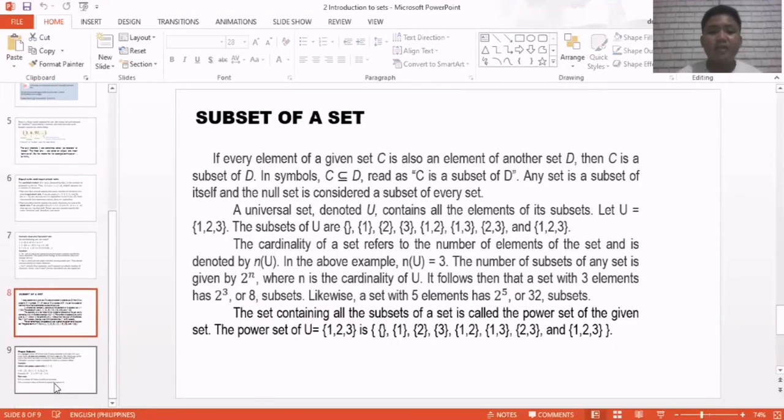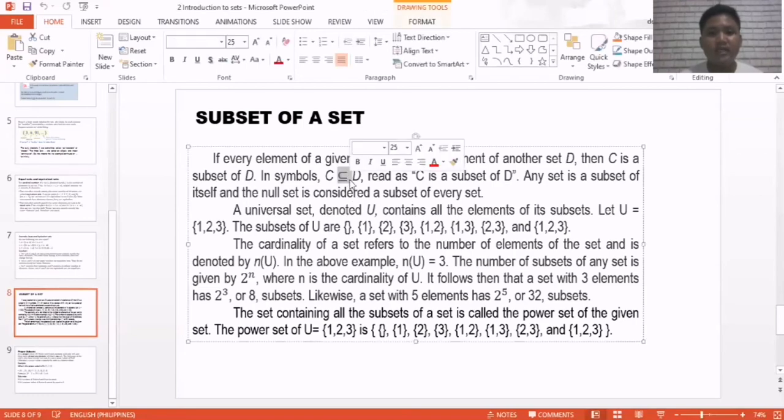Every element of a given set C is also an element of another set T. Para mas madali na lang po sa atin dito, ang subset po ay parang nag-listing method ka lang. Dito, ang symbol po niya is yung ito. Ito po yung symbol ng subset. For example, dito, let U, yung elements niya is 1, 2, and 3.